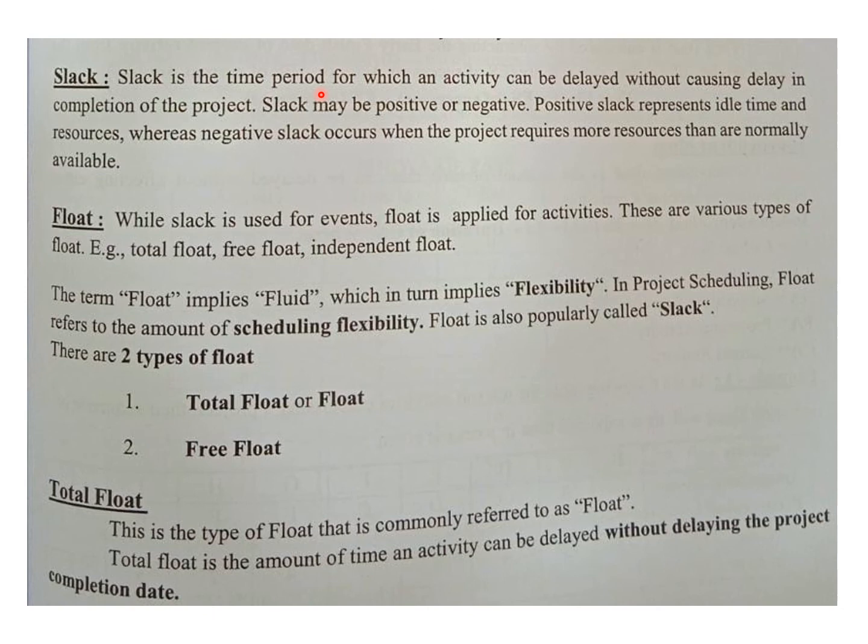Essentially, the meaning of it is the activity which can be delayed without causing delay in the completion of the project. Like in the previous example, we had activity A and activity C, which could have been delayed for a day each. So either of them could have been delayed for about a day, and the project would still be completed on time, provided everything else was on time. So that is slack over there, right?